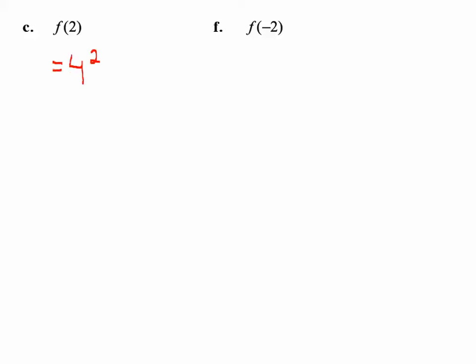Alright, so again this would be 4 to the second power, and I think we all know that one to be 16. And then we have this little negative in there. I think we already know what happens with negative exponents, right? If you see a negative exponent, where does the 4 go?